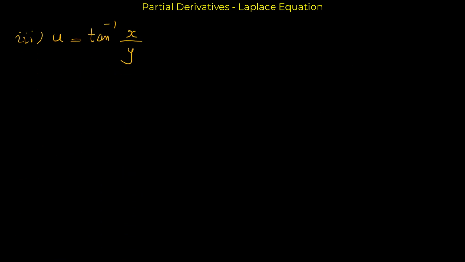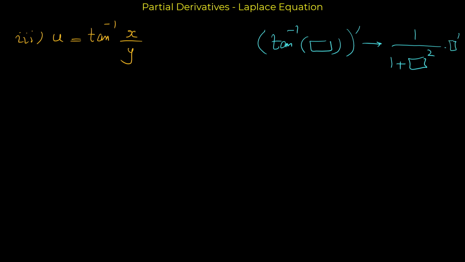What about this function? u is given by tangent inverse of x over y. Let me remind you, what is the derivative of tangent inverse? The derivative of tangent inverse of an expression, whatever it is, its derivative is simply 1 over 1 plus that expression to the 2. So if that expression is x, 1 over 1 plus x². But if that expression is something other than x, at the end, because of the chain rule, you have to multiply by the derivative of that expression.